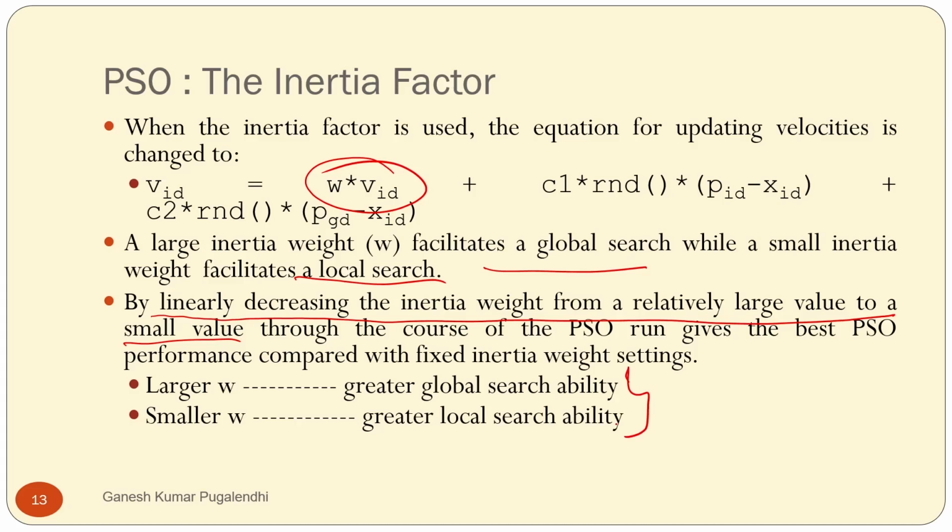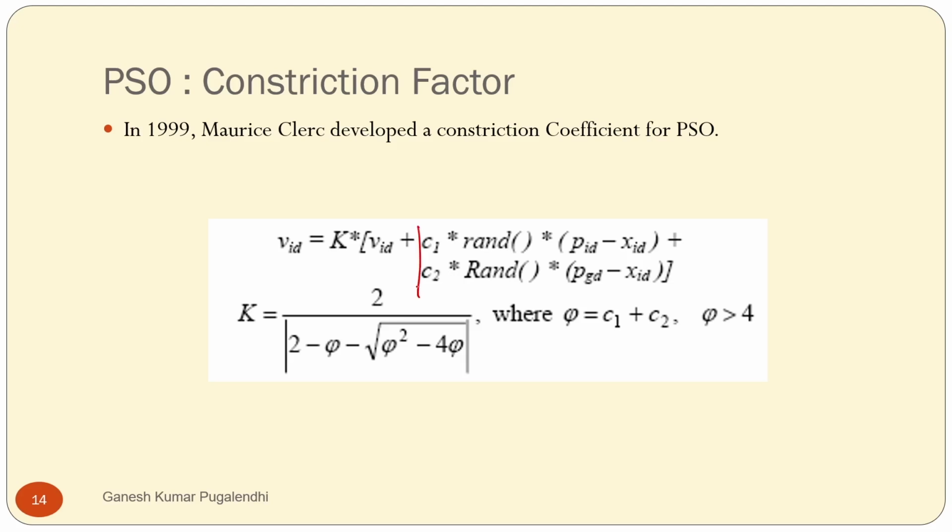So here in this equation, one more factor is introduced, that is W. Other things are common. Constriction factor. So what is this constriction factor? C1 and C2 are involved in the constriction factor, and the sum of them should be greater than 4, and this is the way in which you can check the constriction factor K. So this is another way of controlling the velocity update, and Maurice Clerc in 1999 introduced this constriction factor parameter.